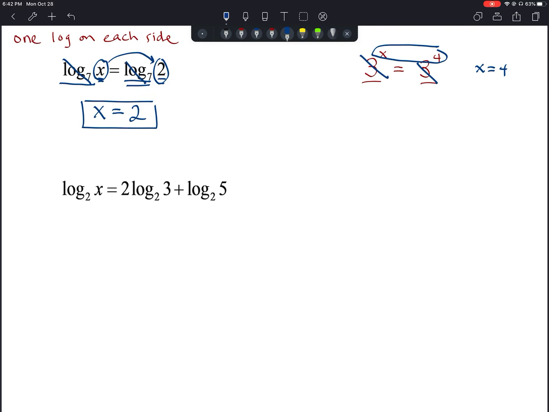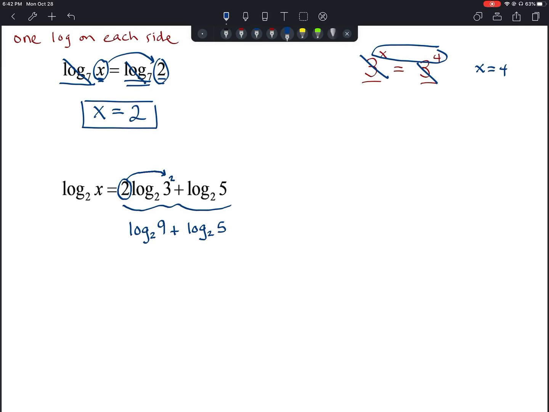The next problem, again, we've got logs on both sides, but on our right side we've got more than 1 log. So just like we just talked about, we must first rewrite these as 1 log. Let's take care of these using our log properties. Remember, the first thing we have to do is move this coefficient, this 2, back up as our exponent on our 3. So we have log base 2 of 3 squared, which we'll just say is 9 now, plus log base 2 of 5.